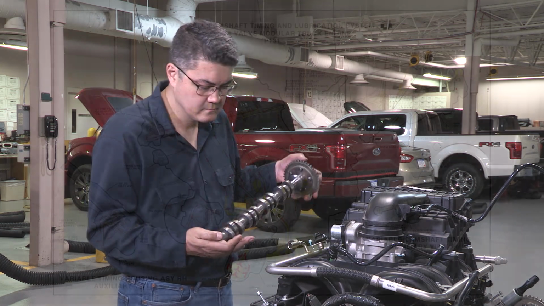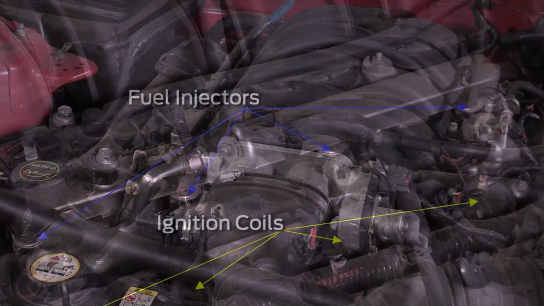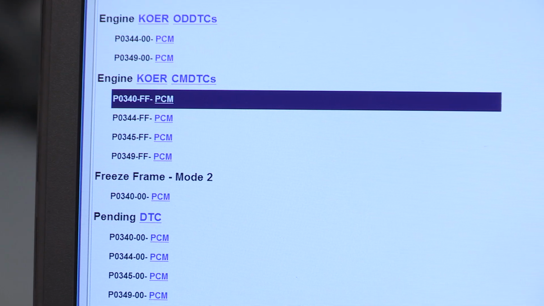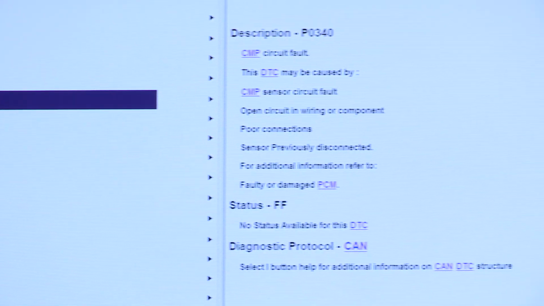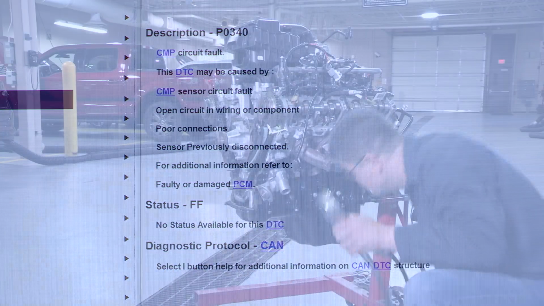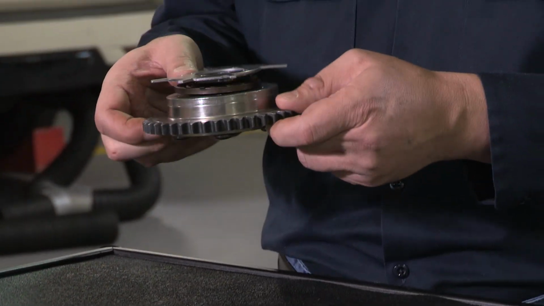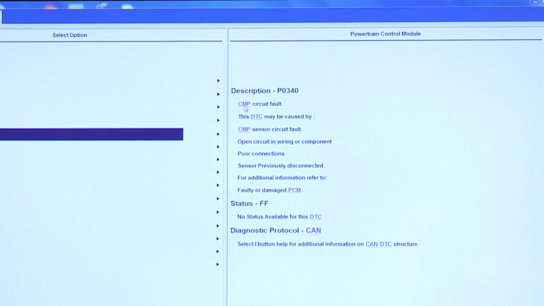Diagnosing a modular VCT system can be a challenge because multiple systems or components can cause the same symptoms. For example, an electrical circuit diagnostic trouble code, or DTC, can be caused by a sensor or circuit issue. It can also be caused by hydraulic or component issues affecting the VCT system, making a circuit-related DTC difficult to diagnose.